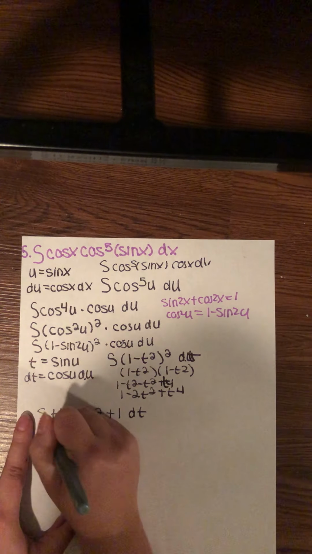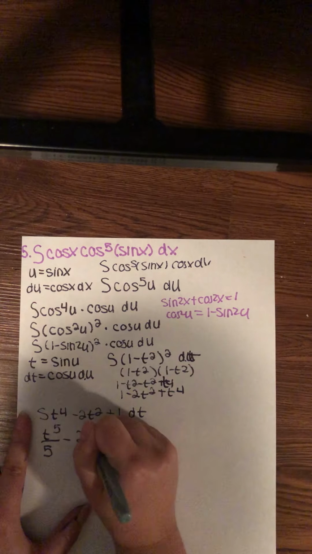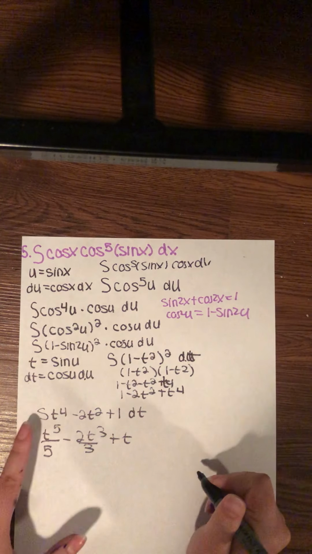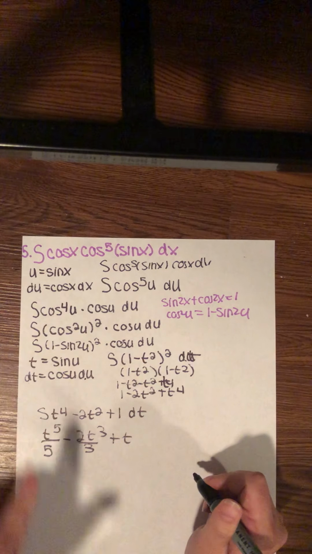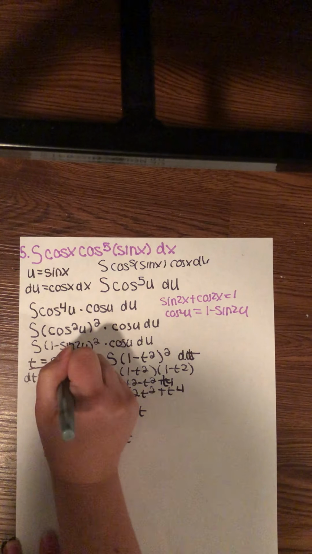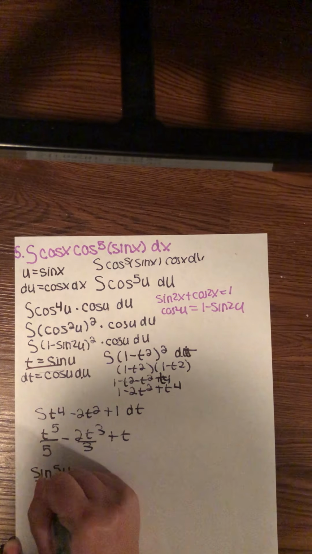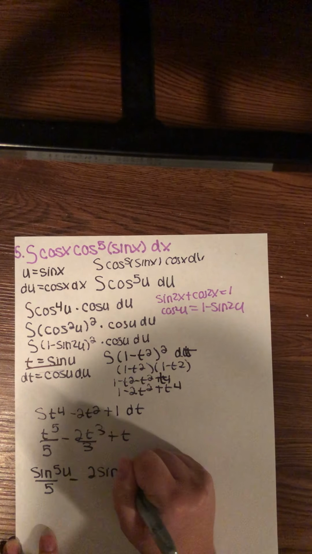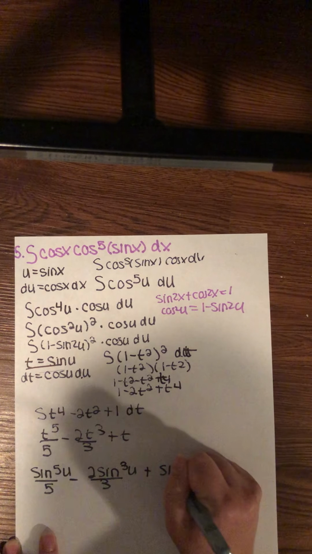And now we can just integrate it as normal, add an exponent by 1 and divide by that exponent: t^5 over 5 minus 2t^3 over 3 plus t. And now we're going to put our u back in. For t, which is sine u, it's going to be sine^5 u over 5 minus 2 sine^3 u over 3 plus sine u.